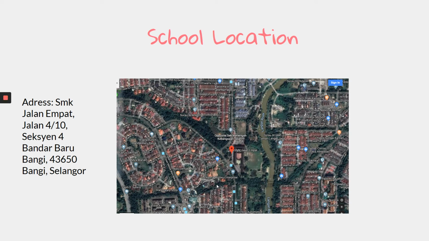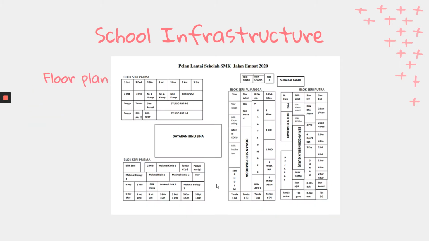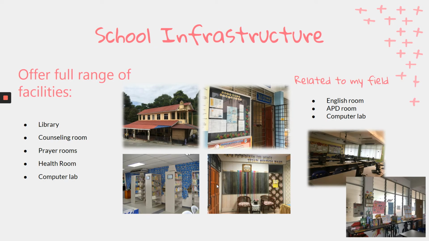This is the school location from the Google Map. School infrastructure, they have 4 main blocks. This is the floor plan of the school. Dataran Ibn Sina is where they had the assembly. School infrastructure, a lot of facilities in school. The facilities that are related to my field are English room, APD room, and computer lab.